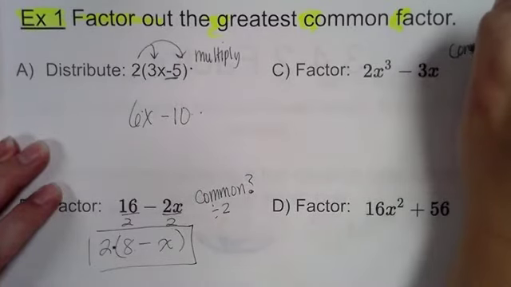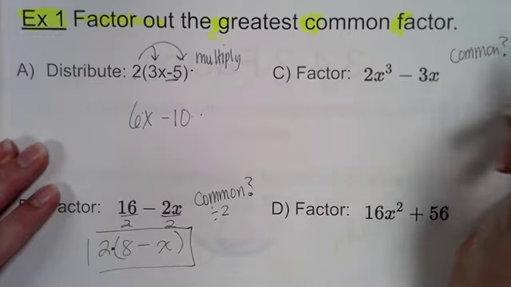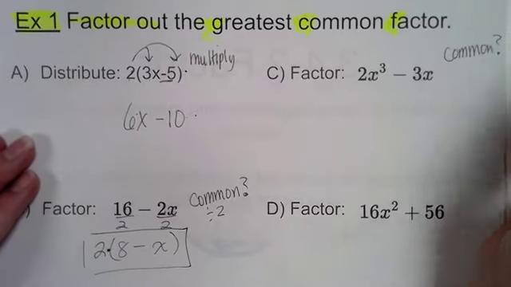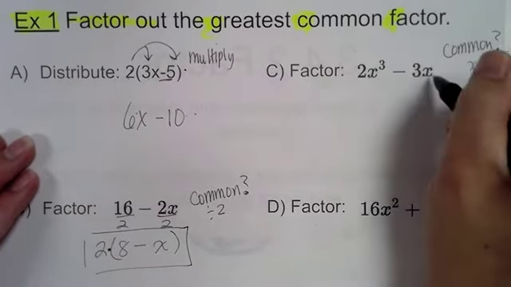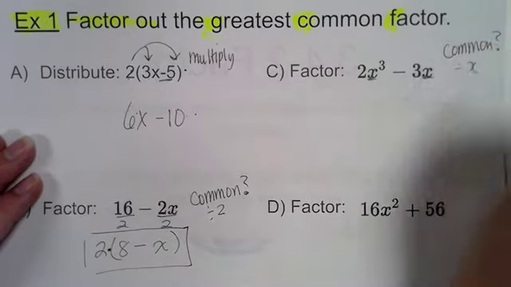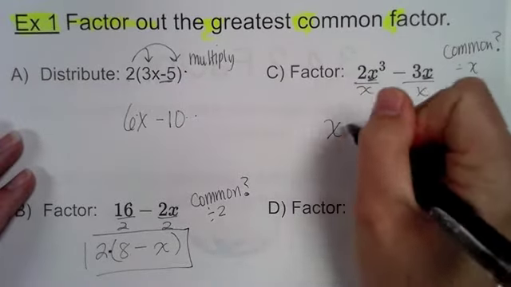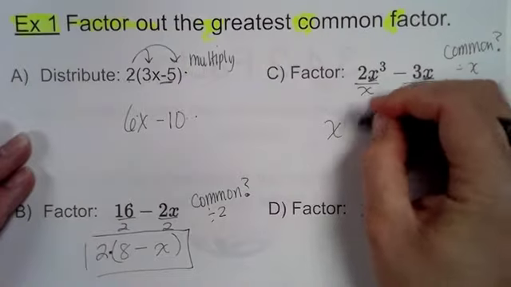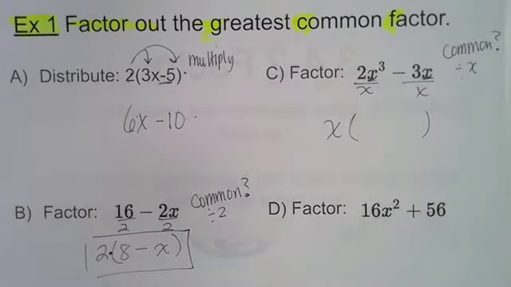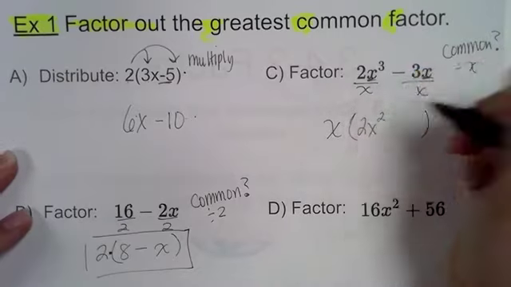Okay. Let's look at letter C. Ask ourselves, hey, what do they have in common? They both have x. Yes, they both have x's. Look at that. There's an x and there's a couple of x's. So yes, we can divide out the x from each piece. And all we're doing is relocating it to the head of the class and saying, hey, what's left behind? What is 2x cubed divided by x? 2x squared. Very good.